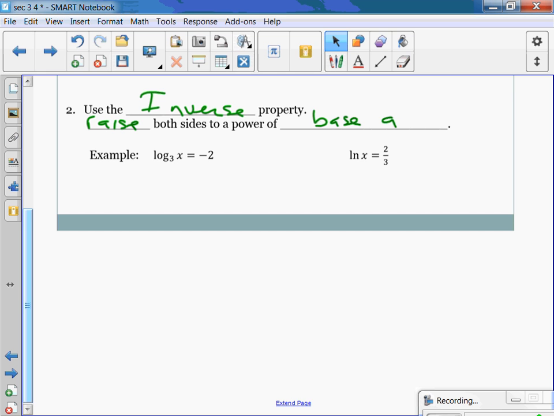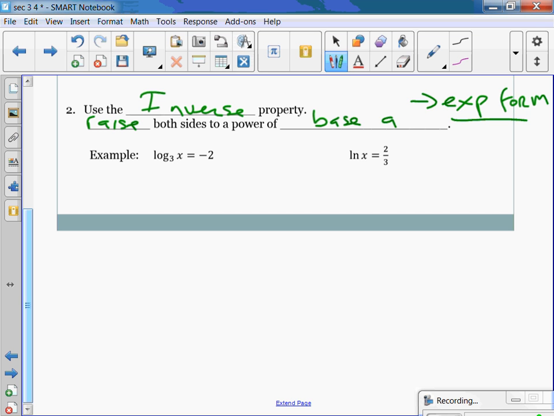So as long as you know how to go back and forth between the log form and exponential form, there is really no inverse method that you have to look at. So over here we have log base 3 of x equals negative 2. Let's first raise both sides to the power, and then we'll take a look at writing it in exponential.